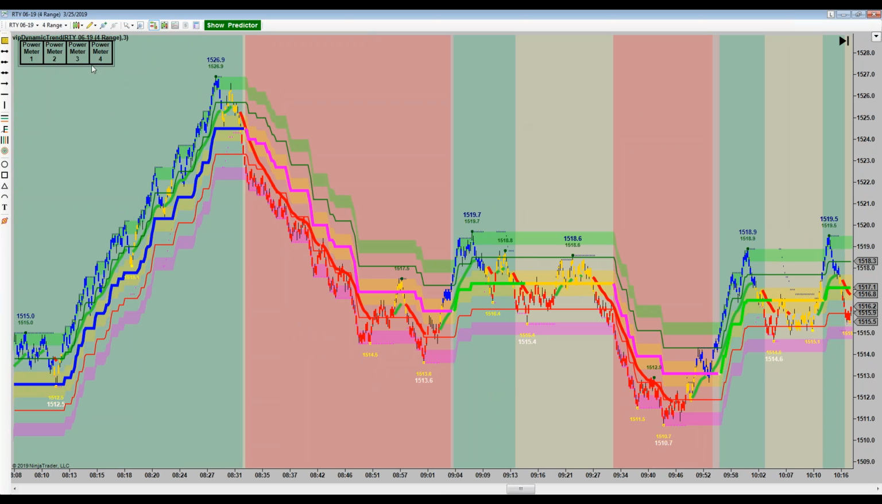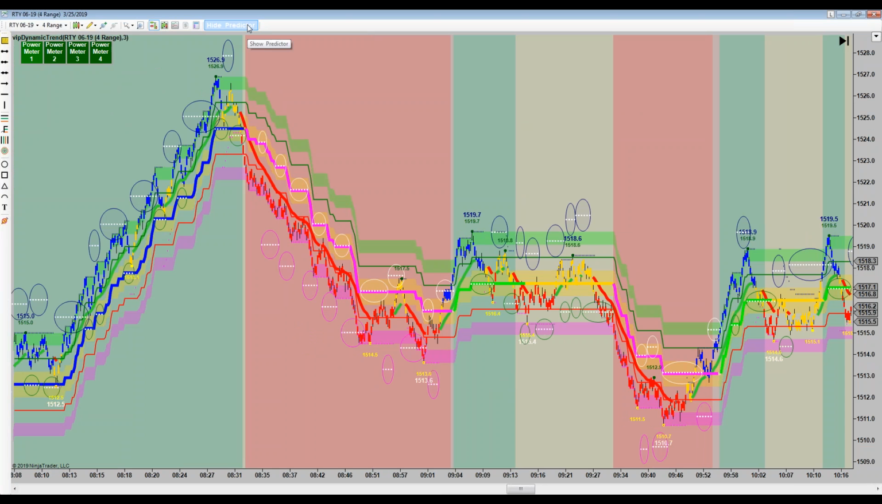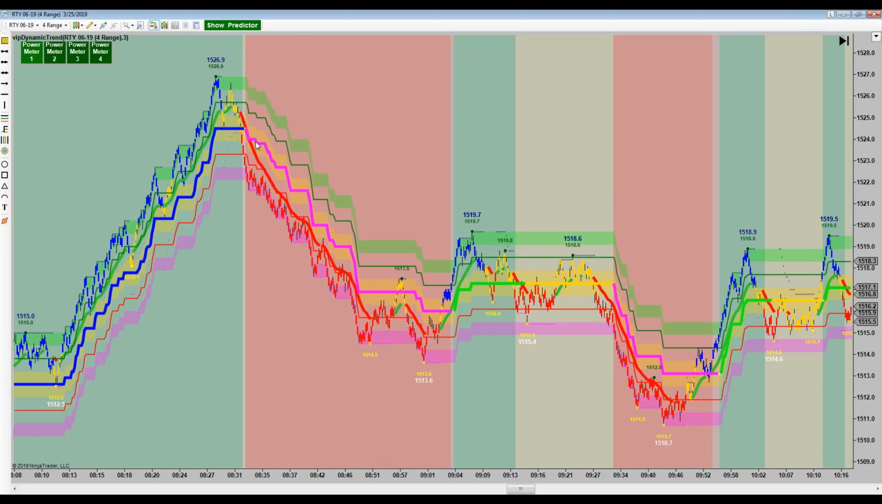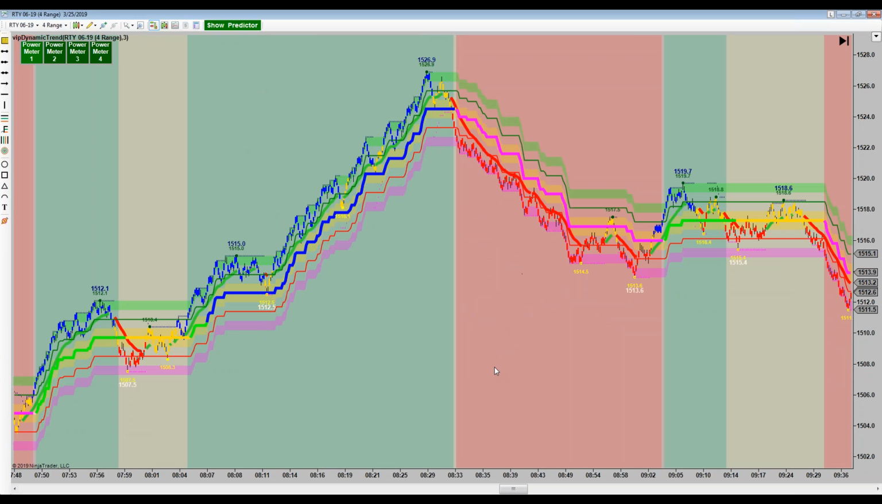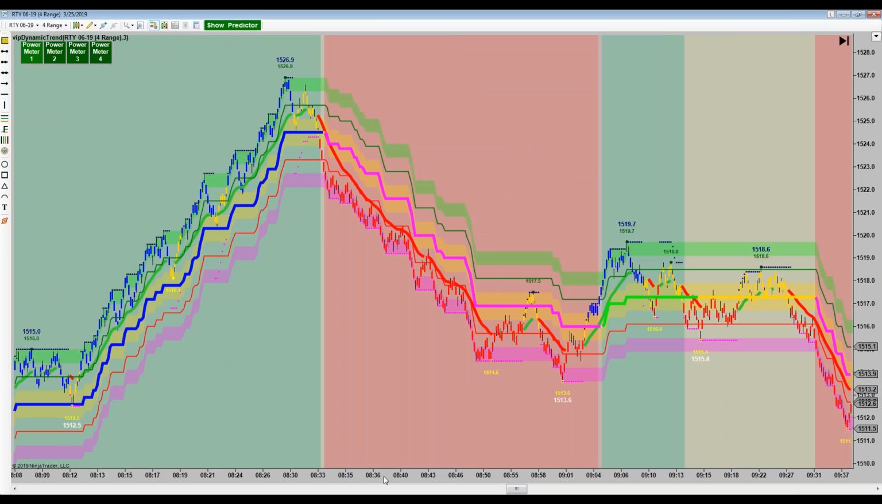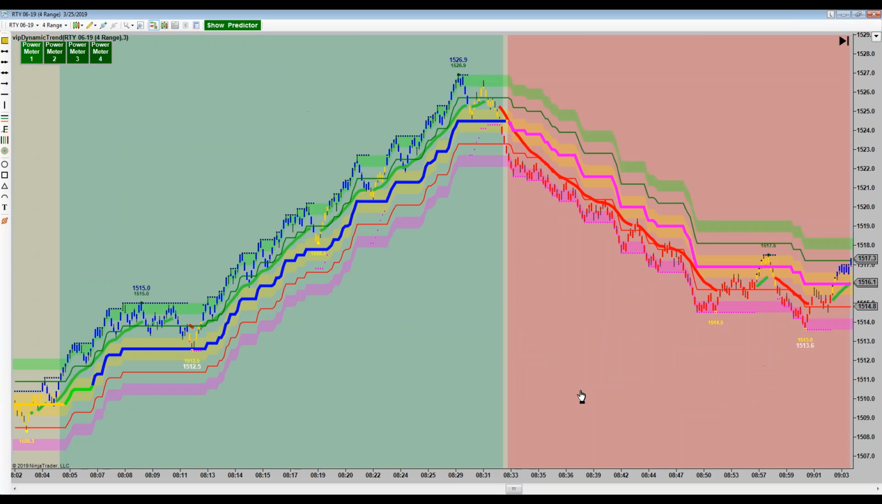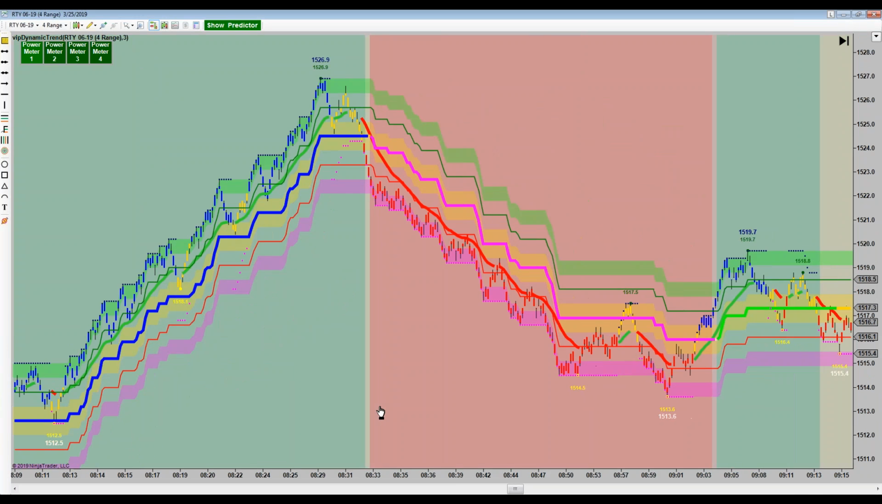Power meters. This is the trends on the chart. 4 different types of trends there. Predictors, real-time support and resistance. And then, of course, the most prominent thing on here is the bands. The bands are these lines in the shaded areas.